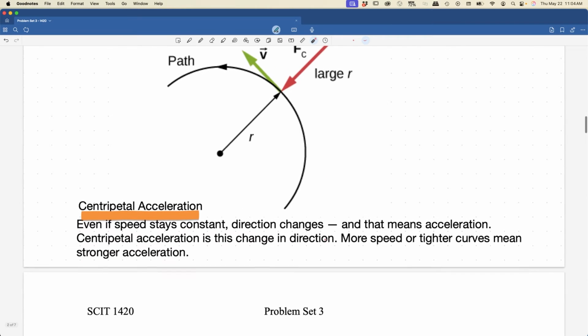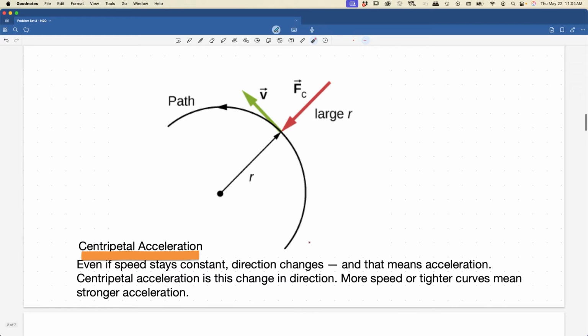Finally, centripetal acceleration. Now, when an object moves in a circular path, let's say that its speed stays constant. So this number does not change. So let's say it's moving at 10 meters per second consistently. Now, although the speed is constant, the direction is changing because it's moving in a circular path. That means it has an acceleration.